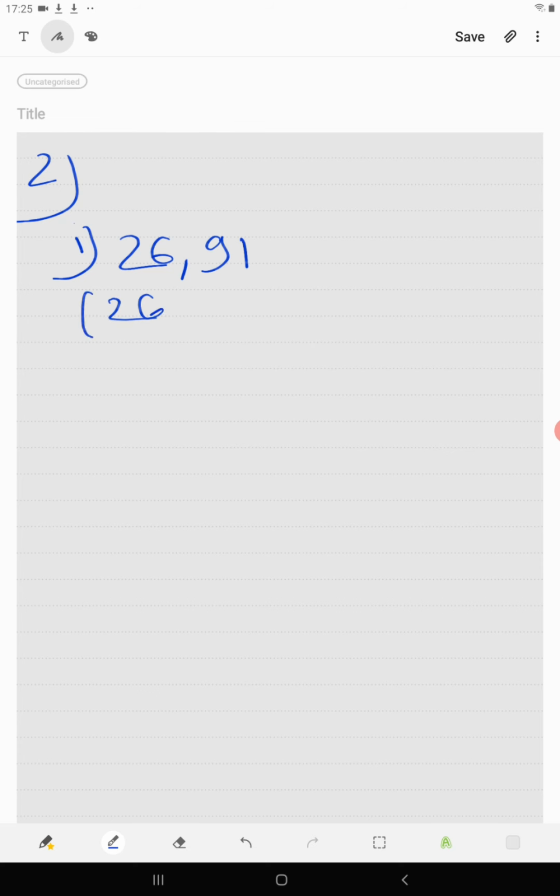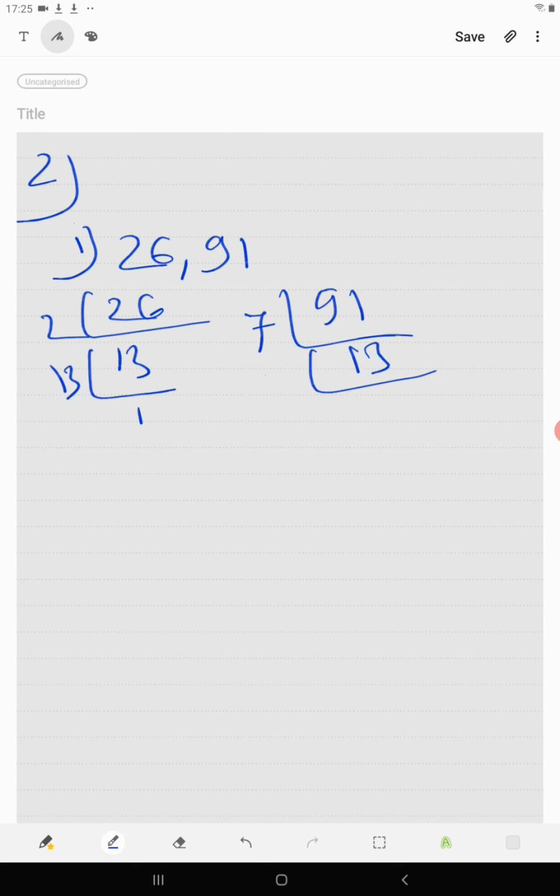So 26 can be 2 into 13, 13 into 1. Now 91 is coming in the 13 table. It's coming in 13, 7. So 13, 13 and 1. So 26 can be represented as 2 into 13, and 91 can be represented as 7 into 13.